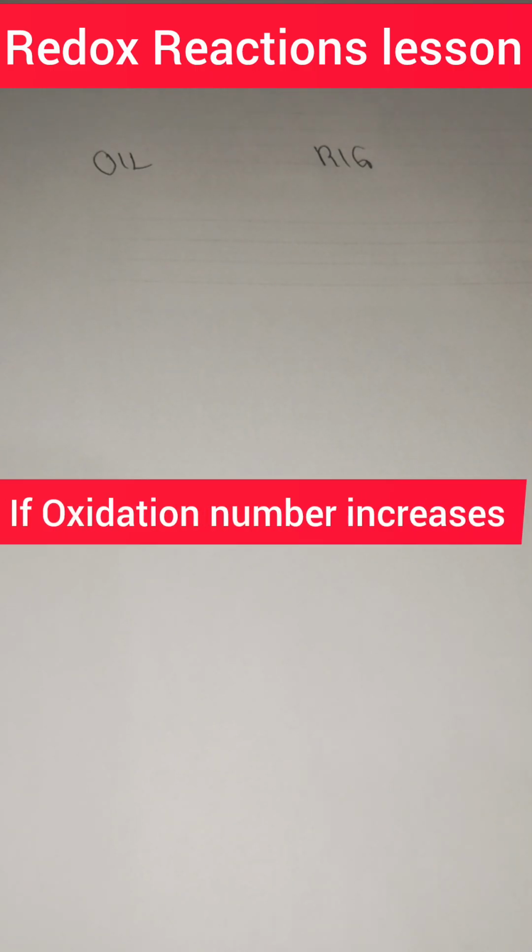Now another thing is students usually confuse whether an oxidation number increases or decreases. Here is the rule: if the oxidation number increases, that's oxidation. Are you getting the point? If oxidation number increases, that's oxidation. Also, if oxidation number decreases, that is reduction. Also, there is what we call an oxidizing agent and a reducing agent.